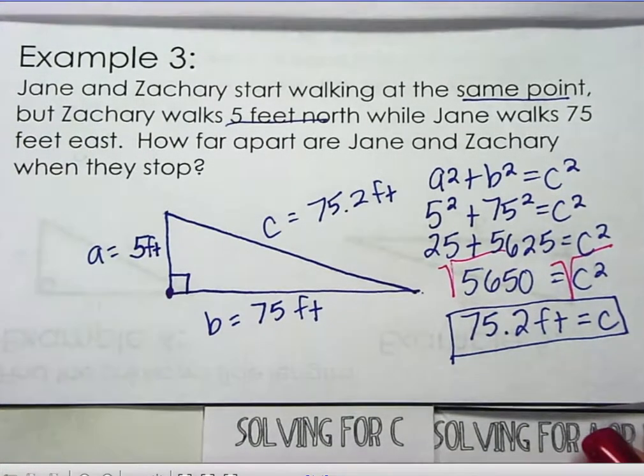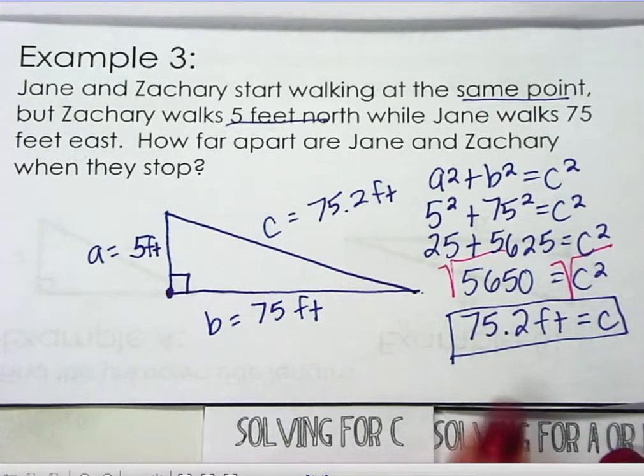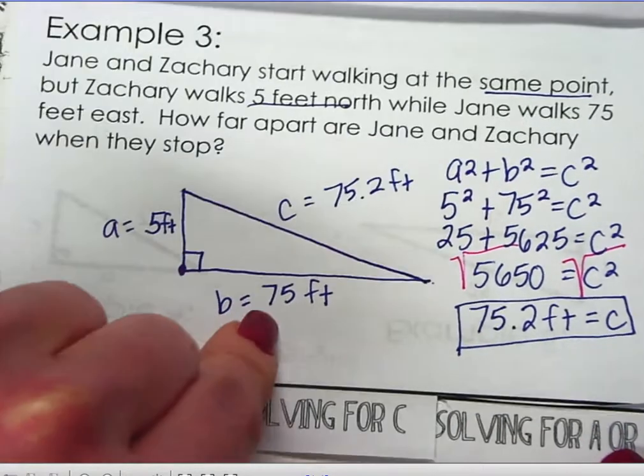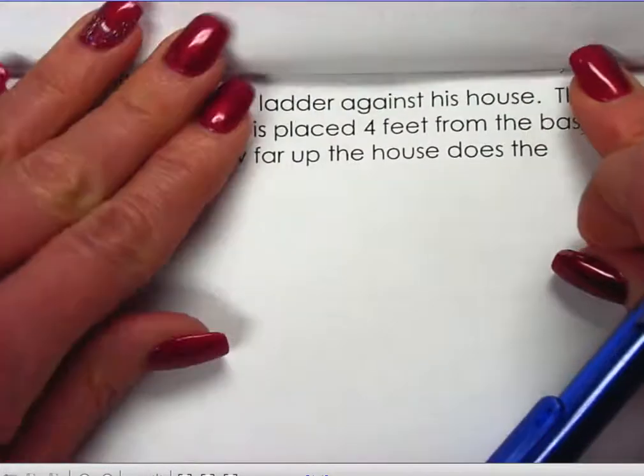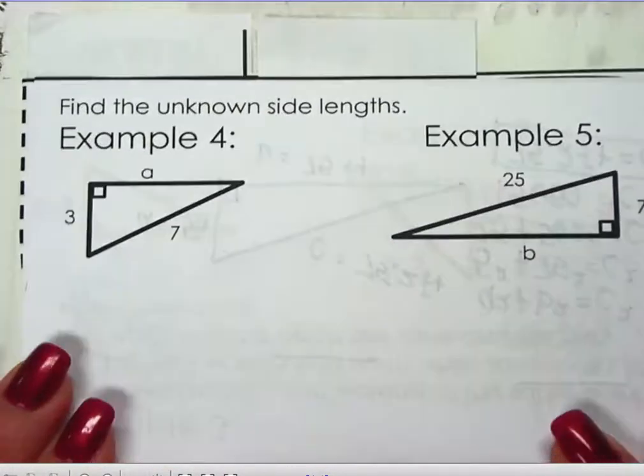Now we're going to look at a couple of examples where you're going to find the legs when given the hypotenuse. So we're going to pull up this tab, solving for c, and we're going to go on to look at how we solve for a or b. All right, so I'm going to pull this down, example 4.